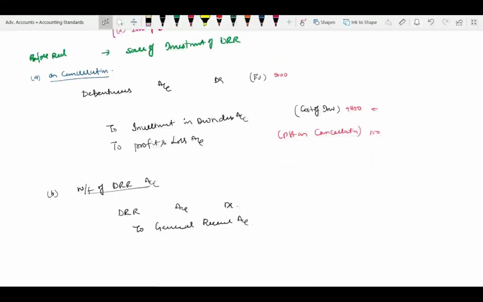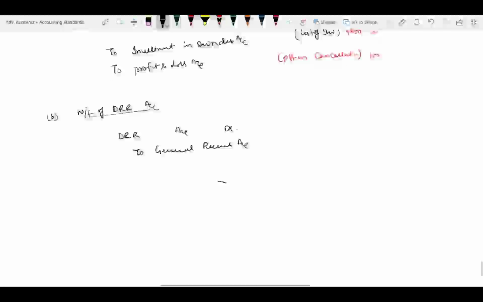Here, on cancellation, what you are supposed to do is, to the extent of cost of investment, it has to be transferred to the debentures account. The face value of investment you are going to cancel, compared to the cost, will tell you whether it's a profit or loss. That we are supposed to transfer to P&L. That's it. So these are the entries in case of debentures if you purchased from the open market. First you have to purchase, thereafter cancellation.